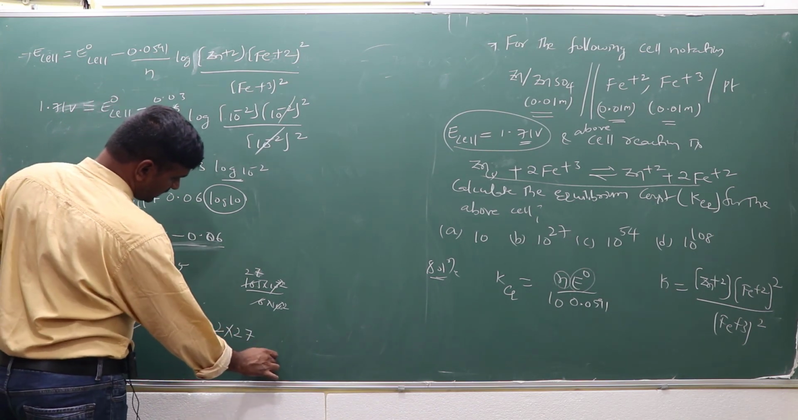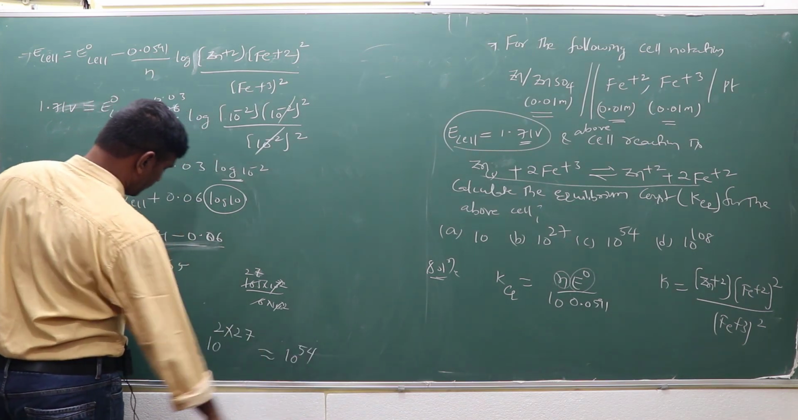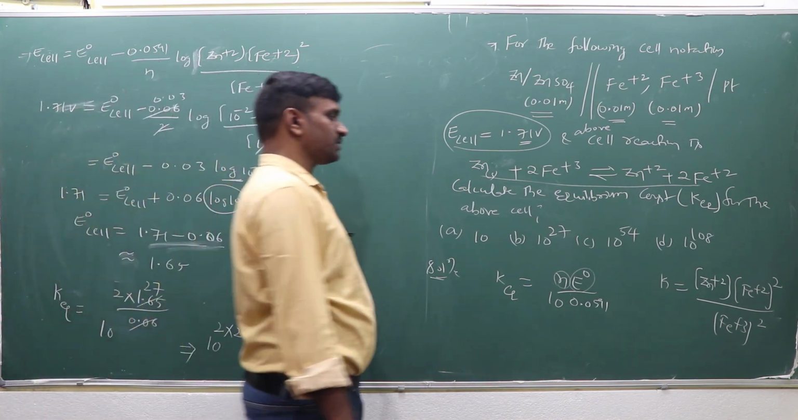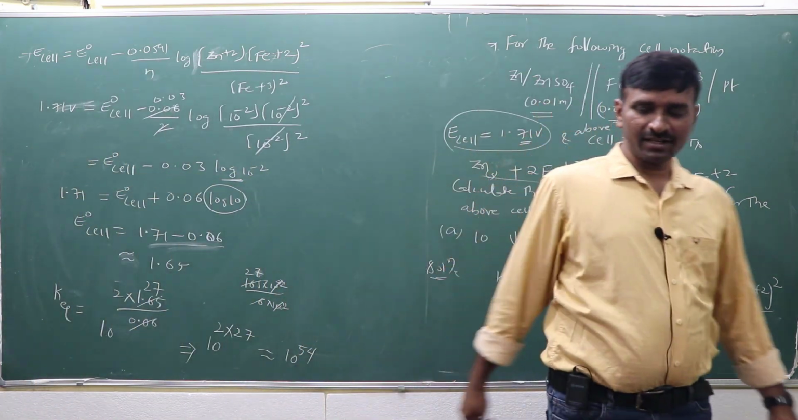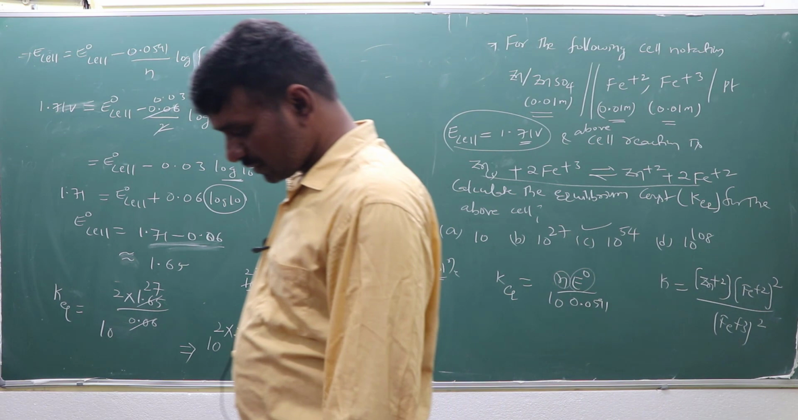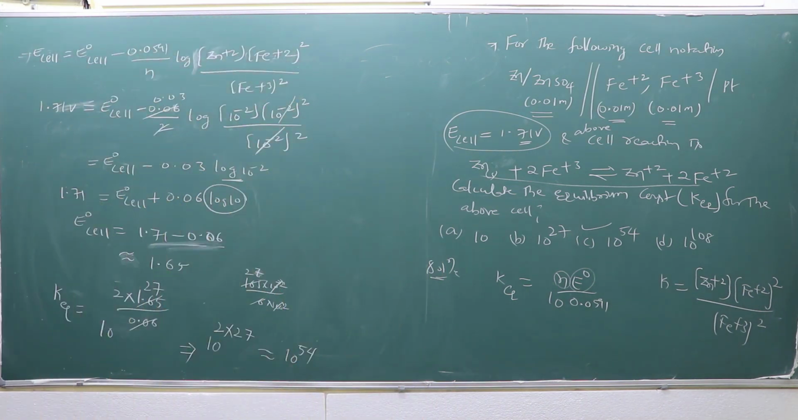27 approximately, 10 to the power of 54. Which option is suitable? Option C is the suitable option. This type of problems will be given also in the examinations point of view. Right? Next one.